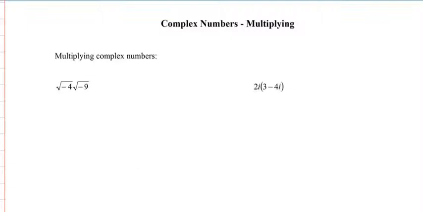This is multiplying complex numbers. And the main important thing to note is to look at these numbers. If you see a square root of a negative, these are not real numbers. They're not in their correct form. So the first thing you have to do is place them in their correct form. Now we can use all of the rules that we already know, which is to convert.